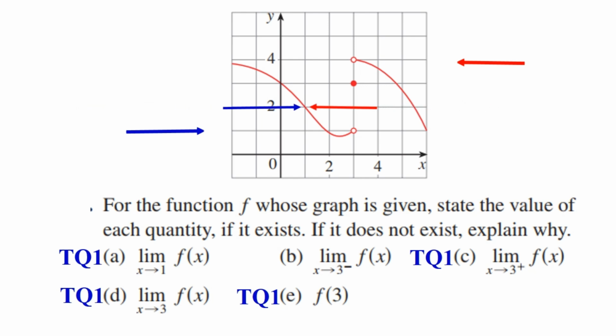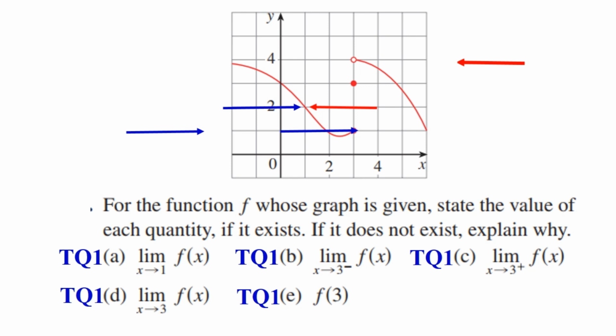Then let's go to question TQ1b. As x approaches 3 from the left, which means from the negative axis, you will notice that the limit is 1. Look at it very well. TQ1b: as x is tending to 3 from the negative axis, the function is 1. Okay? So the next one is TQ1c.